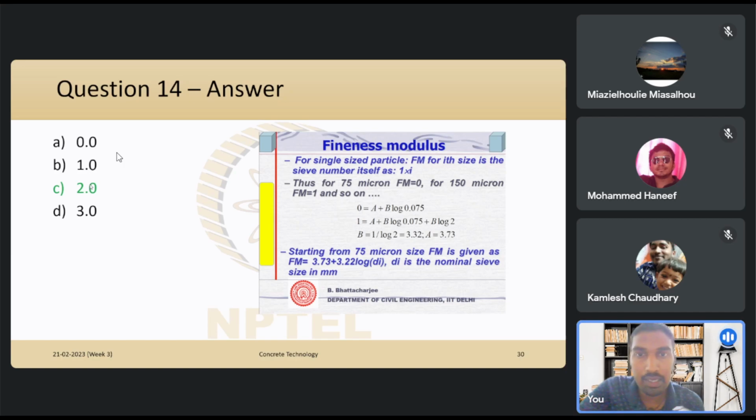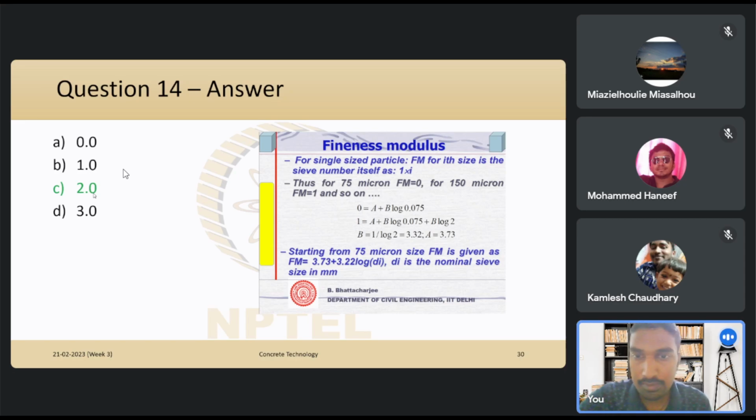So when you have all particles belonging to the same size, then the average size is equal to that single size itself, right? Every value is equal to the same value, which means that the average is also equal to that same value, right? So for 300 microns, if you have 10 particles all of 300 micron, then the average size is also 300 micron, right? So the average sieve number is nothing but the sieve number corresponding to that particular size, and for 300 micron the sieve number is 2. Therefore the fineness modulus is 2 for single size particles of 300 micron.